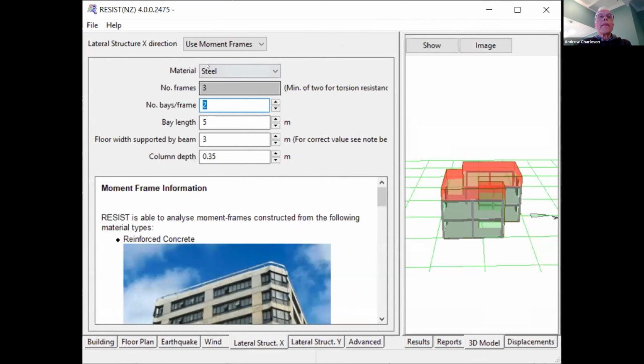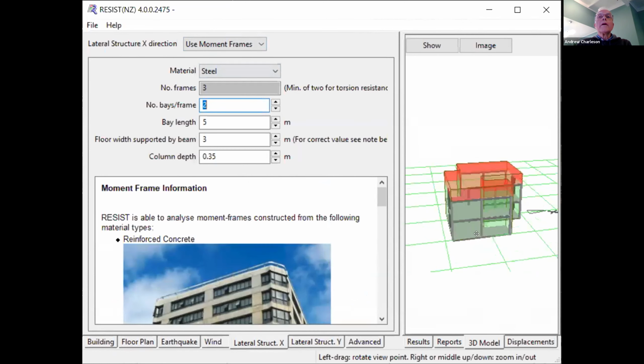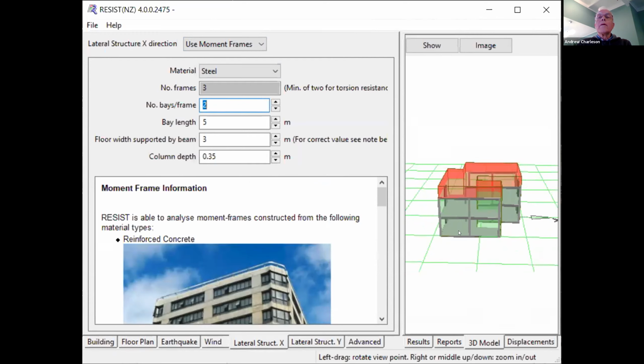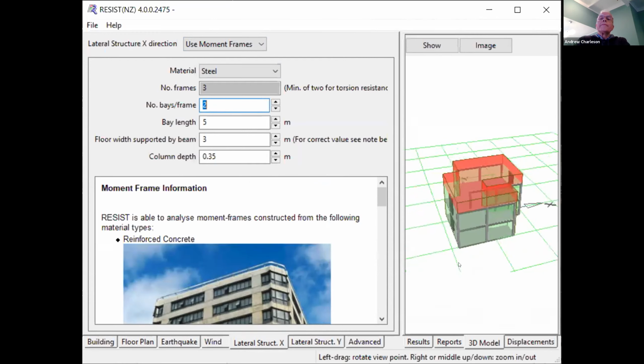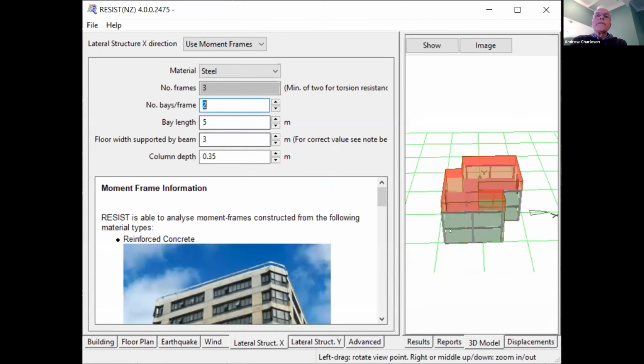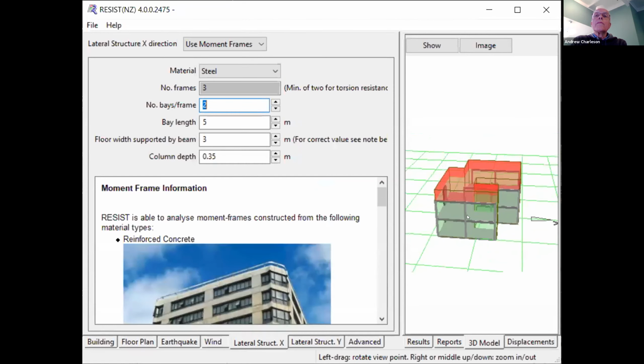the x-axis is moment frames because I'm gonna place some windows and doors there. The number of bays, it's because of my design concept. I am using 2 bays. The bay length is 5 meters, and the floor width supported by beam is 3 meters. But I'm still not quite sure about this one because I'm just guessing. The column depth is 0.35 because it's trial and error.